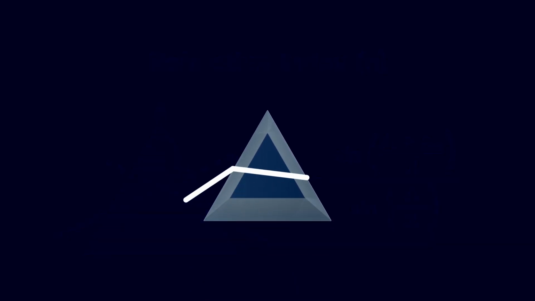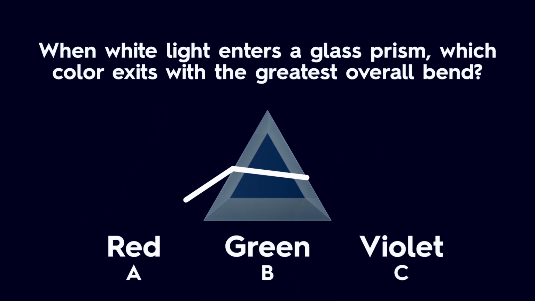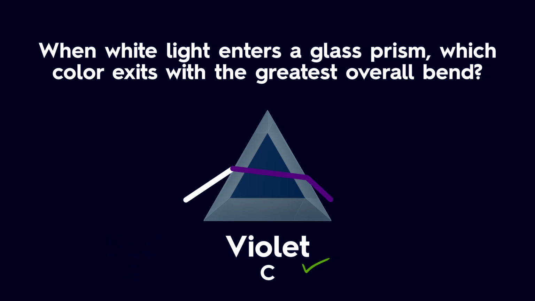Now we can circle back to our quiz. The correct answer is violet. Because the index is larger for shorter wavelengths, violet bends the most and red bends the least.